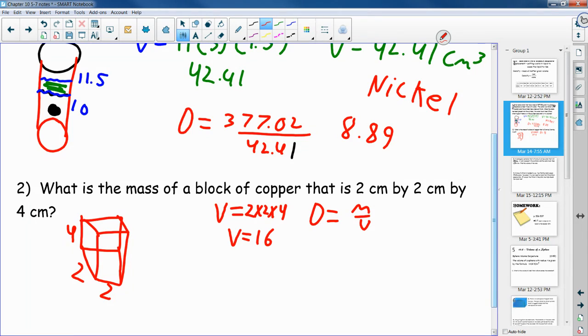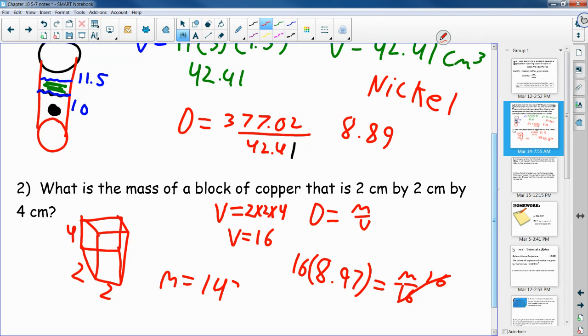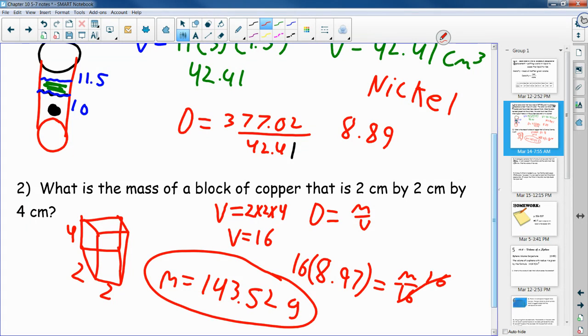Then where does that play in? Now we're going to look at the density of copper, which is 8.97. We do 8.97 equals mass over volume. Volume is going to be 16, so we'll put that in. Then we multiply both sides by 16, so that those cancel, leaving our mass to be 143.52. And this is going to be in grams, because that is how our volumes and densities are measured.